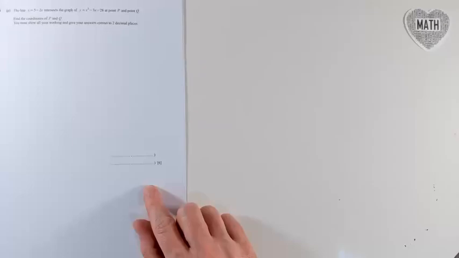The line intersects the graph at a point, find the coordinates. You must show your working, give your answers to 2 decimal places. This is actually in here because it's 6 marks, but it's pretty much exactly the same as the previous question, so I'm going to just quickly run through this one.